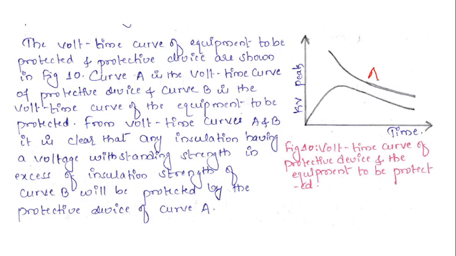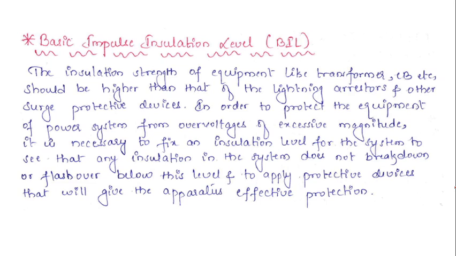So this is my curve A and this is my curve B. Curve A is the voltage-time curve of the protective device, whereas curve B is the voltage-time curve of the equipment to be protected. From these curves A and B, it is clear that any insulation having a voltage withstanding strength in excess of the insulation strength of curve B will be protected by the protective device of curve A.